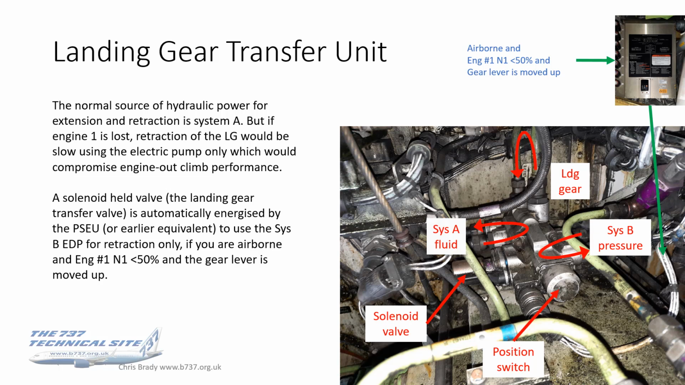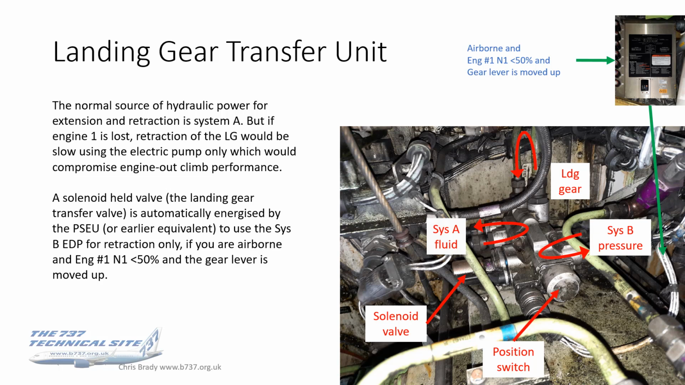So a solenoid-held valve, the landing gear transfer valve, is automatically energized by the PSEU, or your equivalent on the classics and originals, to use System B engine-driven pump for retraction only. If you're airborne and engine number 1 N1 is less than 50% and the gear lever is moved up.